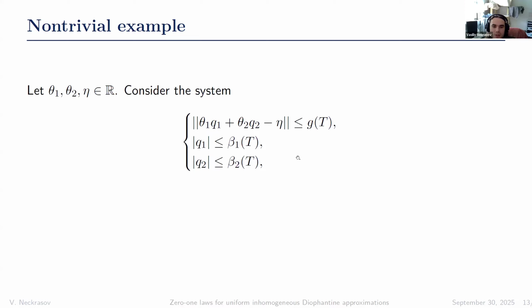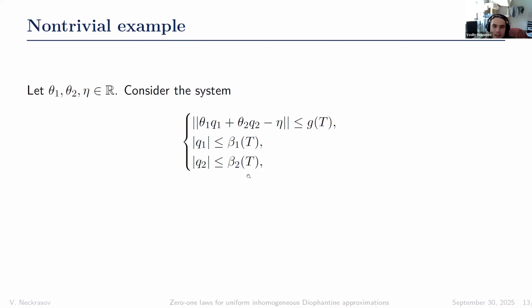But we want to measure q1 and q2 with respect to some weight functions beta 1 and beta 2. So if we were in the classical approximation with weights situation, we would have t to the power something and t to the power 1 minus something. For example, t to the power 1/3 and t to the power 2/3. And we can fix the weights and study the system. Then we can fix some different vector of weights and study separately another system.